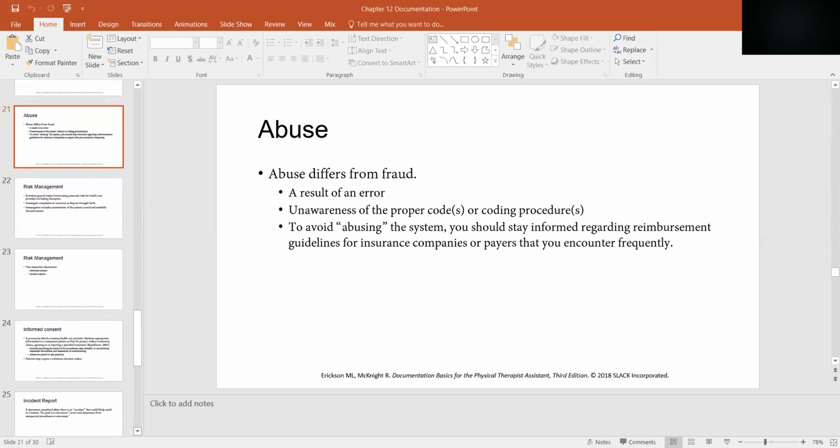Abuse is the result of an error, so it's unawareness of a proper code or coding procedures. And to avoid abusing the system, you should stay informed regarding reimbursement guidelines for insurance companies or payers that you encounter frequently. So staying up to date on what is going on is just a simple way of doing that. And the APTA has really good resources on that.